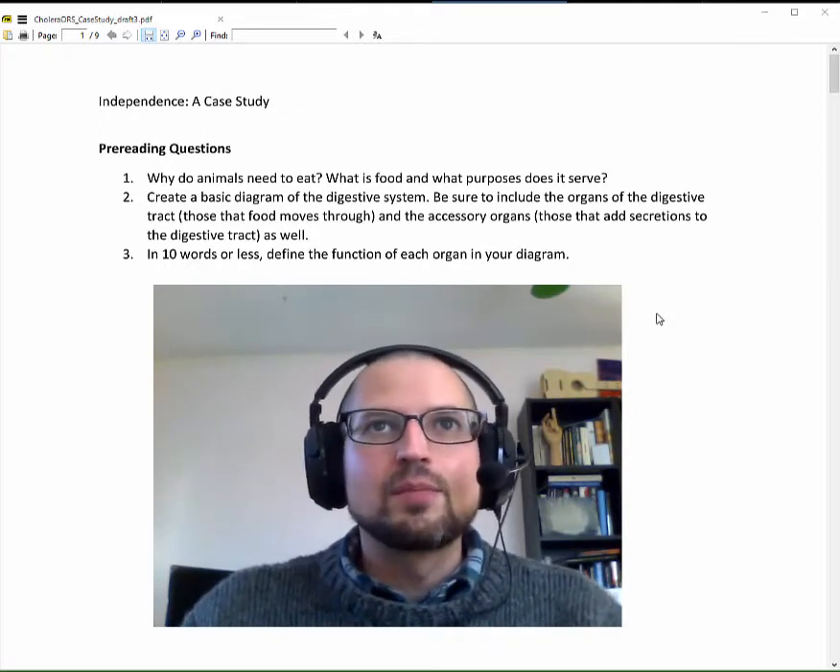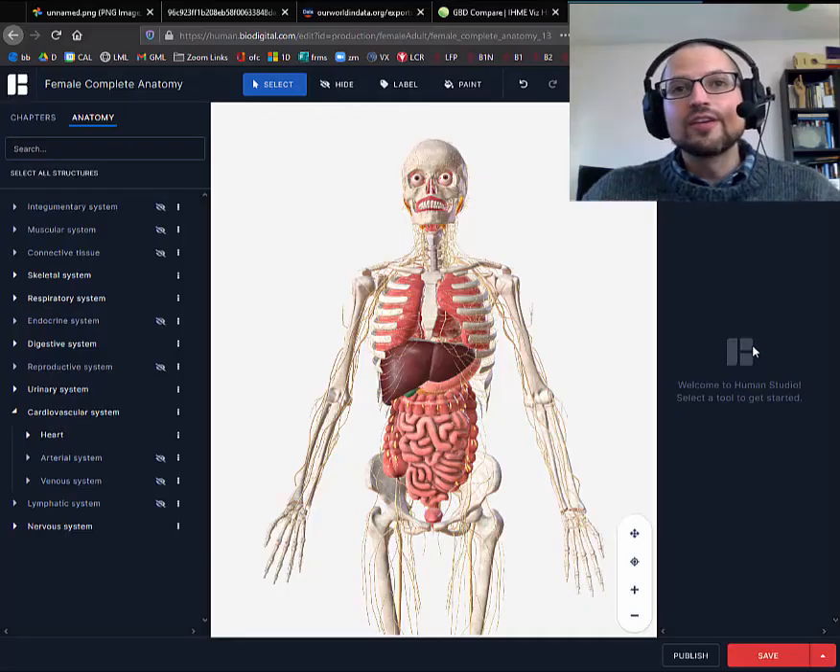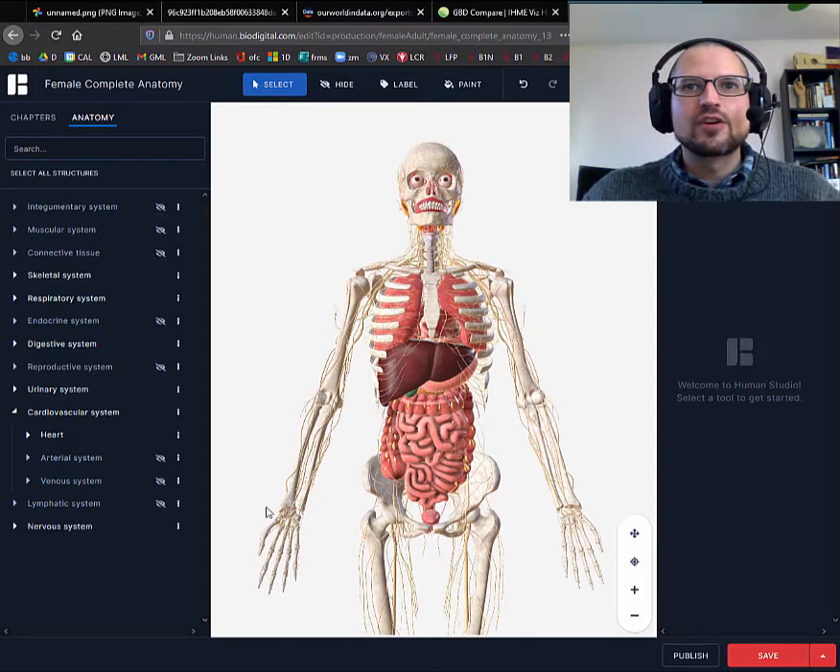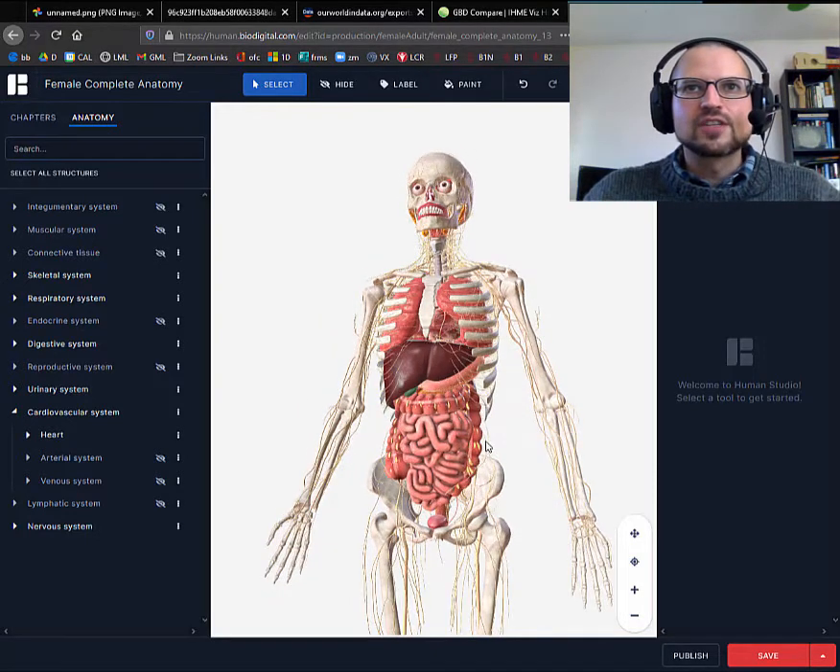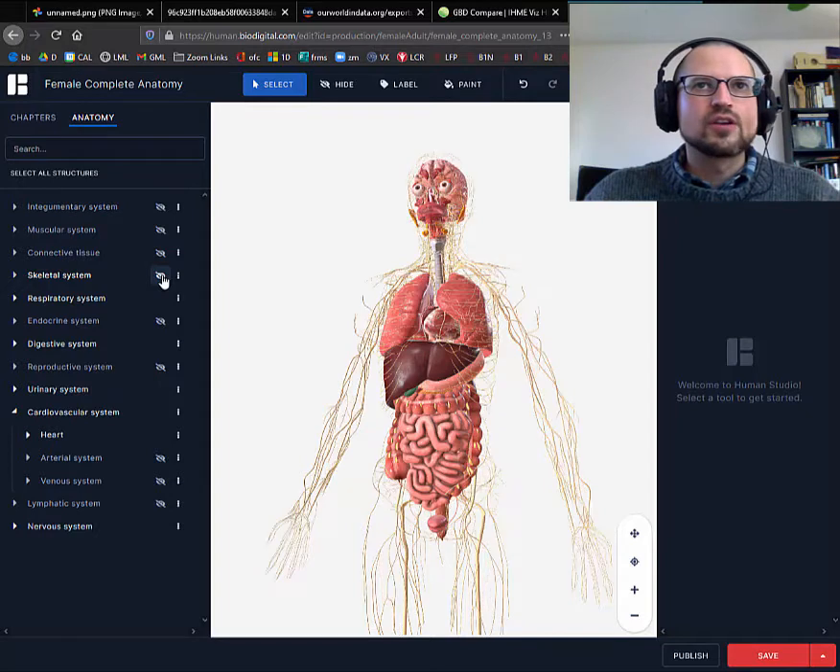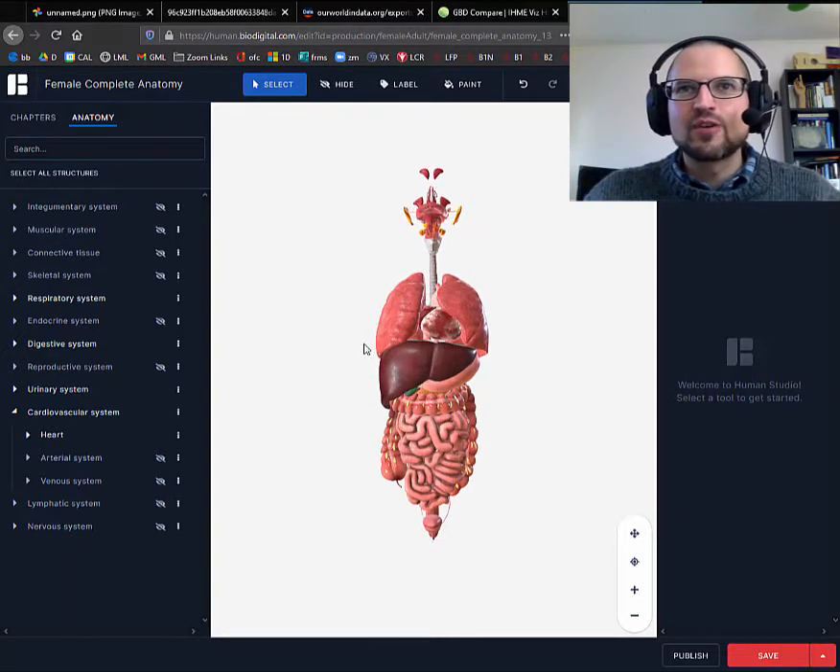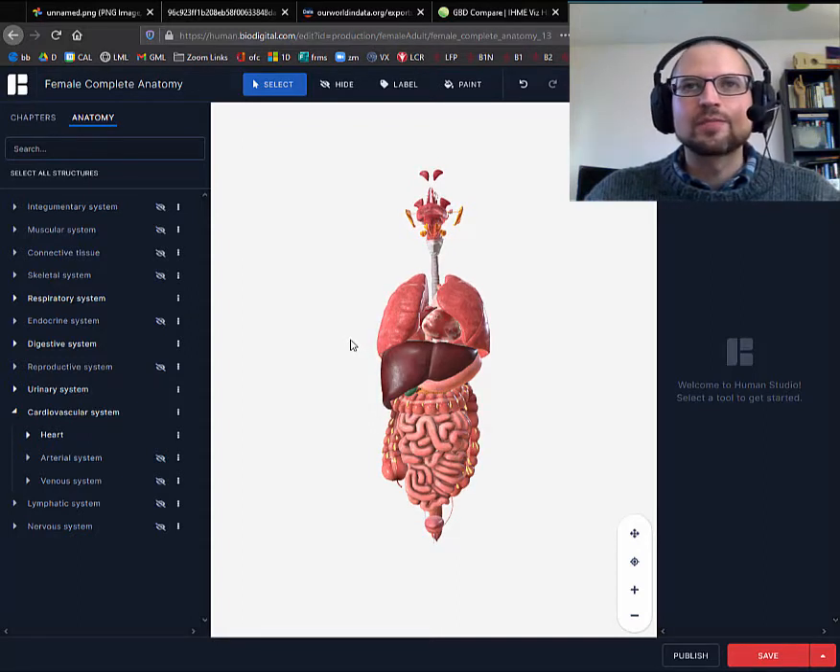So let's take a look at a basic diagram. All right, so here is a diagram that is not so basic. This is a model from a great site called BioDigital that you can use to take a look at human anatomy and physiology. And so right now we've turned off a bunch of the organs and the muscular system and things like this. And I just want to show you the digestive system here. So I'm going to actually turn off some more organs here. Let's get rid of the skeletal system. Let's get rid of the nervous system. All right, now we're just looking at some of the major organs of the respiratory and digestive and cardiovascular system.